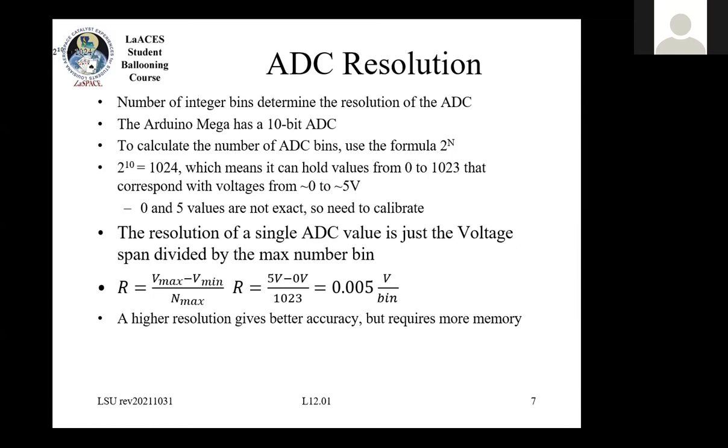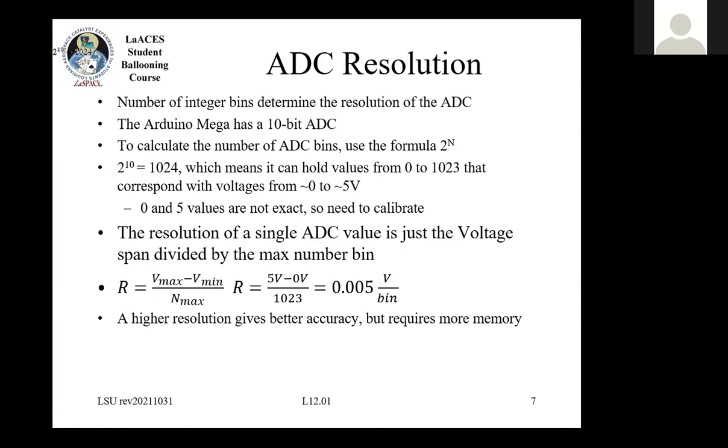It's not going to be perfectly 0 and perfectly 5, which means you're going to need to do, even if you were doing a pure voltage measurement, you would need to do a small calibration to find out what is the slight shift from that minimum and maximum value.